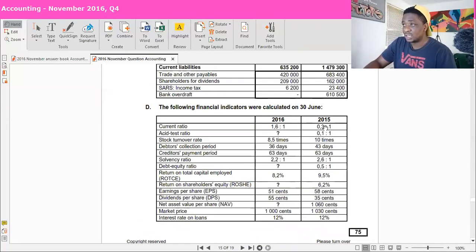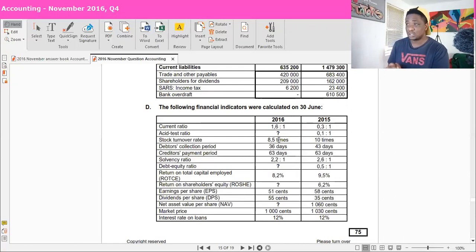So current ratio went from 0.3 is to 1 to 1.6 is to 1. Acid test ratio, we calculated it as 0.7 is to 1, and it was coming from 0.1 is to 1. And then the stock turnover rate went from 10 times to now 8.5 times. That does not show improvement. The stock turnover rate is about how quickly you turn stock into sales. In the previous year, you did that 10 times, and in the current year, 8.5 times. So that's not a good indicator for improved liquidity, and you'd not quote that one.